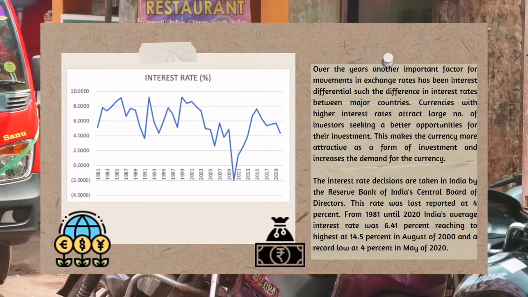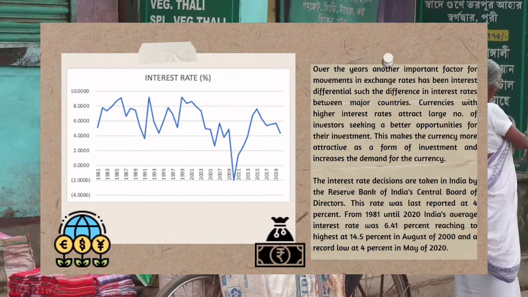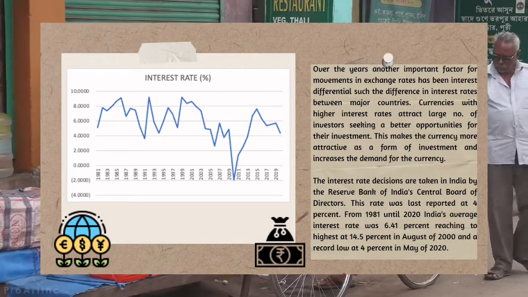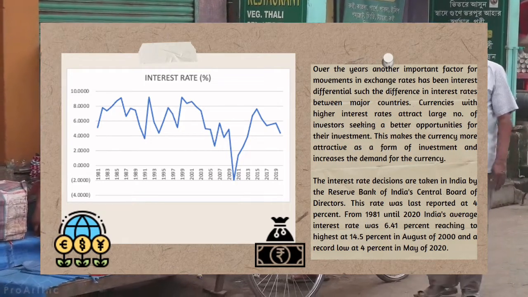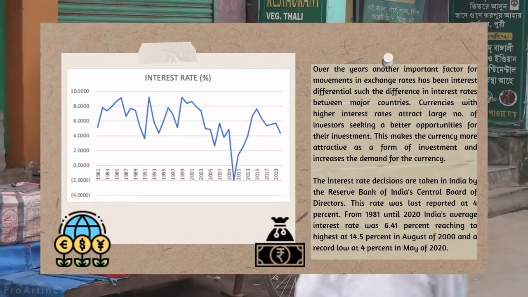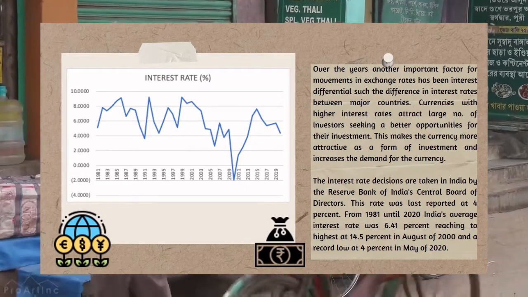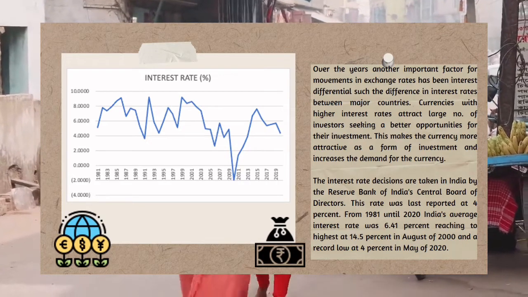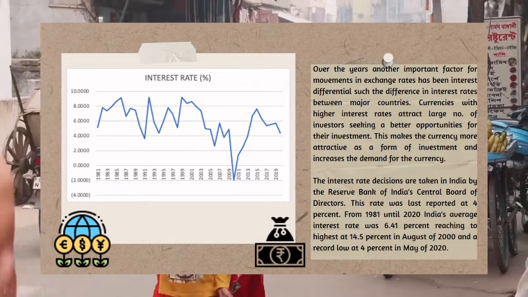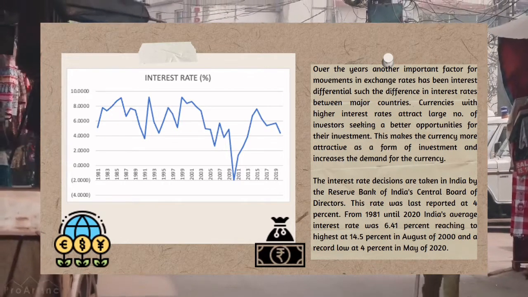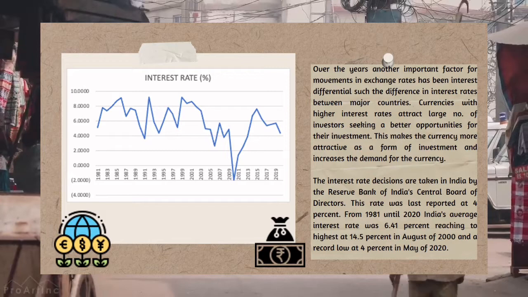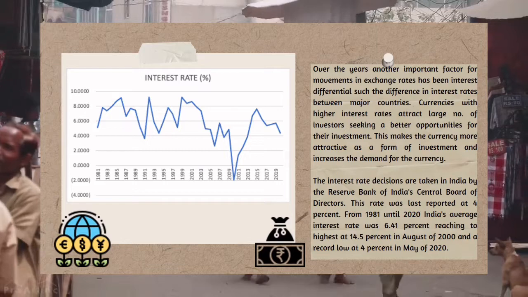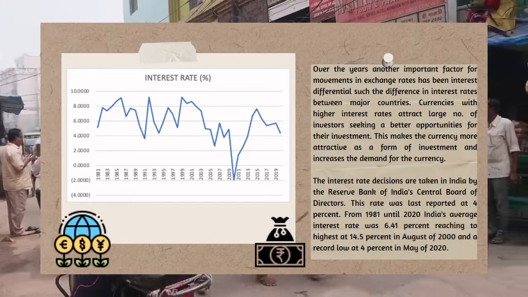In this slide, for interest rate, over the years, another important factor for movement in exchange rate has been interest differential, such as the difference in interest rate between major countries. Currency with a higher interest rate attracts a large number of investors seeking a better opportunity for their investment. This makes the currency more attractive as a form of investment and increases the demand for the currency. The interest rate decisions are taken in India by the Reserve Bank of India Central Board of Directors. This rate was last reported at 4%. From 1981 until 2020, India's average interest rate was 6.41%, reaching its highest at 14.5% in August of 2000 and a record low of 4% in May of 2020.